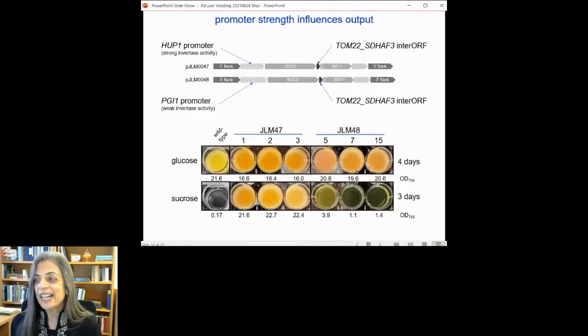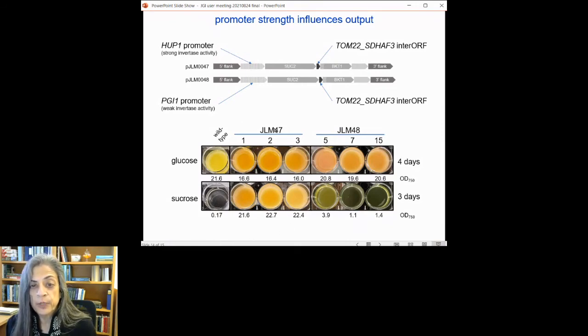And then on the last slide, what Jeff did was he again used 2 reporters. In this case, we're using sucrose invertase along with beta ketolase. And the reason we switched to these markers is that we can actually quantify expression from each of these. And he tested 2 different promoters, HUP1 and PGI1. In this case, the HUP1 promoter, we get very strong invertase activity, which allows the cells to grow on sucrose. So normally the organism cannot use sucrose because it doesn't have its own invertase, but we can introduce a secreted invertase. And now you can see the transformants can all grow.